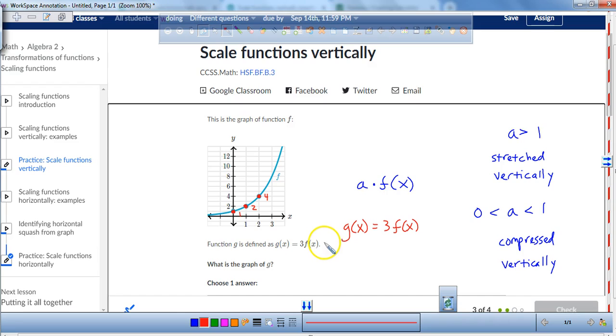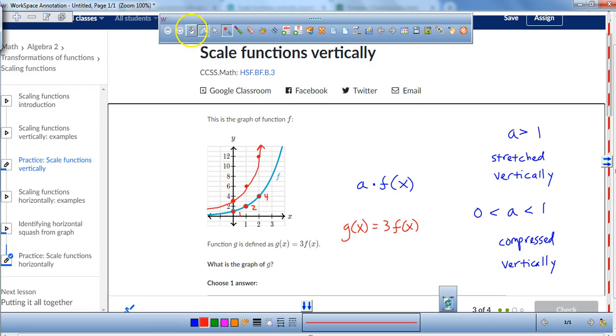So all I'm worried about is my y values jumping to 3 times that. From a 4, I'm going to be all the way up to a 12. If I'm at a 2, I multiply that by 3 and go up to 6. And if I'm at a 1 and I multiply that by 3, I'm at a 3. So I'm looking for a function that goes through these points as best as I can: a 12, a 6, and a 3. And that's what it means to be vertically stretched.